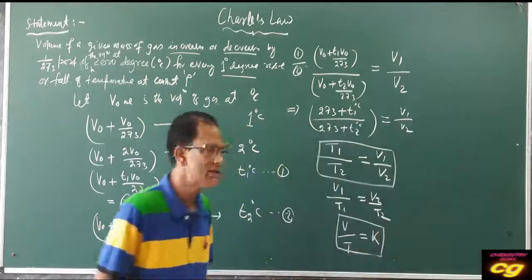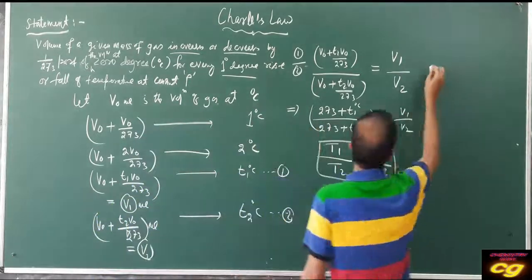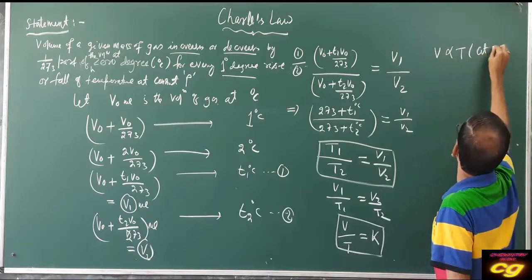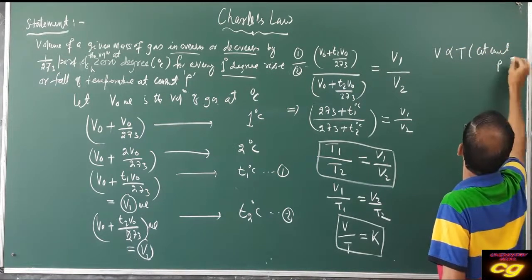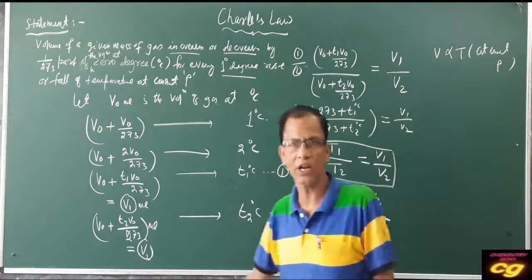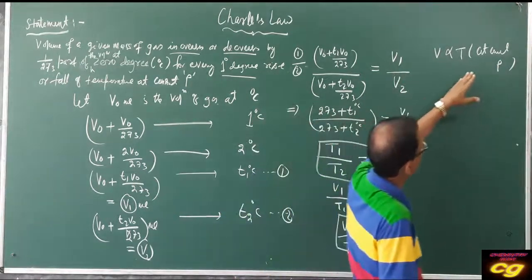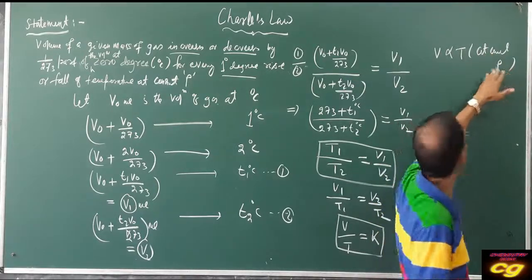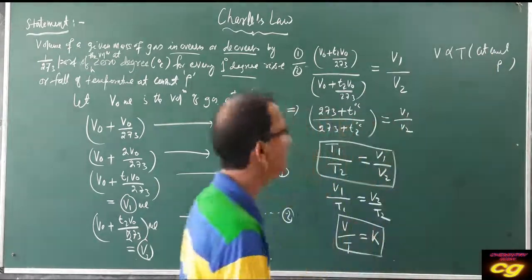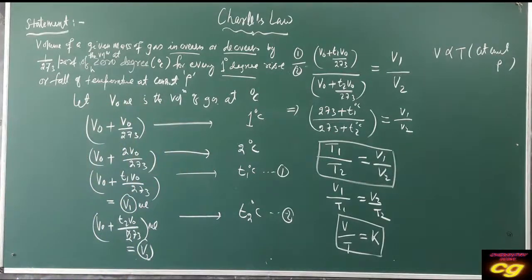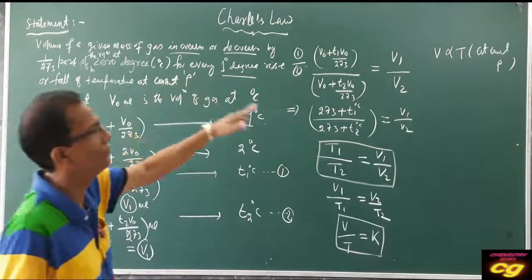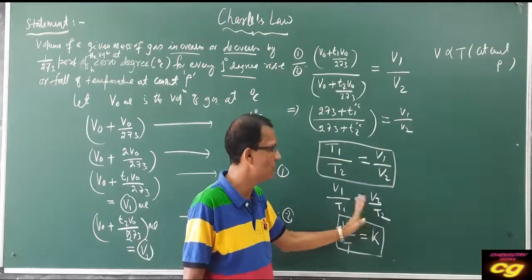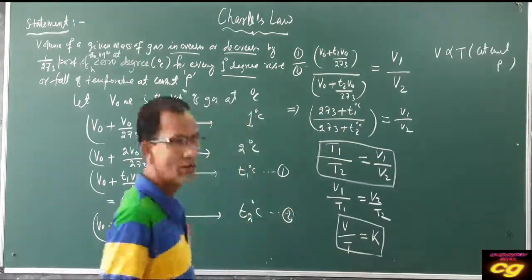As V by T is K, what does that indicate? V is proportional to T at constant pressure. When the pressure is constant and the mass of gas is constant, V is directly proportional to T. So this is the derivation of Charles's law: V proportional to T, that is V1 by T1 is equal to V2 by T2. This is the derivation of Charles's law.